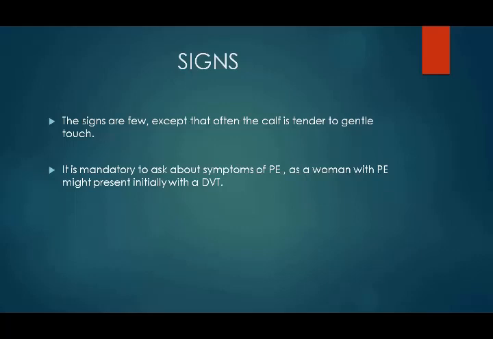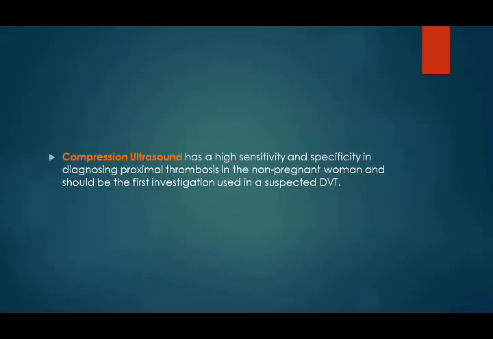So what are the signs we come across? The signs are few, except that often the calf is tender to gentle touch or it is red or swollen. It is mandatory to ask about symptoms of pulmonary embolism, as a woman with pulmonary embolism might present initially with a DVT. So you have to inquire about both. Compression ultrasound has a high sensitivity and specificity in diagnosing proximal thrombosis in non-pregnant women and should be the first investigation used in a suspected DVT as well.